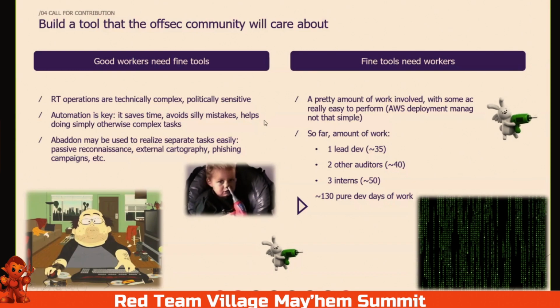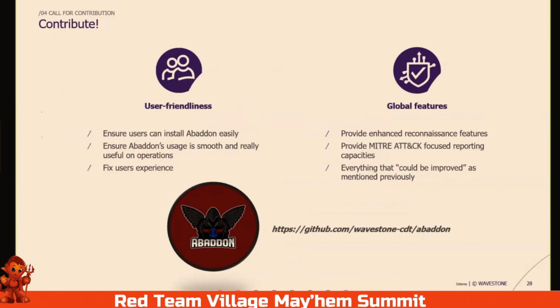The main priorities for now are to enhance the user friendliness, because we know that GitHub tools are not the most user friendly tools you can find on the market. So we want to ensure that users like Abaddon and want to use it. And we have global features quite dedicated to providing enhanced reconnaissance features. I mentioned that a lot. And we want to make the MITRE ATT&CK matrix better covered. And that's it for the call for contribution.